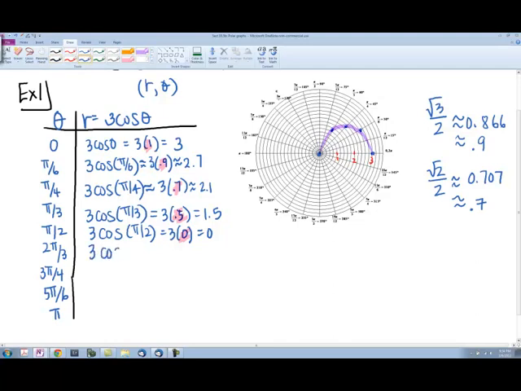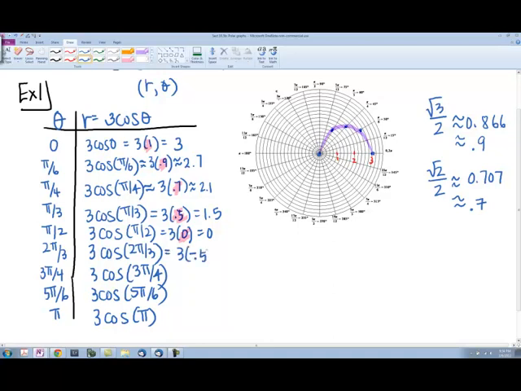So I'm going to write 3 cosine 2 pi over 3. Now I'm just going to fill out the whole table here. 3 cosine 3 pi over 4, 3 cosine 5 pi over 6, and 3 cosine of pi. Now 3 cosine 2 pi over 3, that's equal to negative 0.5. So I have negative 1.5. How do we deal with that? This is actually giving us the point negative 1.5 with an angle theta of 2 pi over 3.